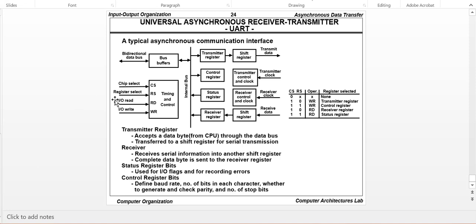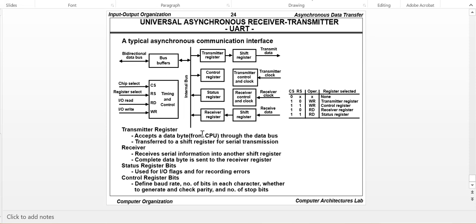This block diagram we have already seen when we saw the I/O interface. It is exactly the same diagram, except that earlier we had port A, port B registers, and then a status register and a control register. This portion is now elaborated and slightly modified to incorporate the asynchronous serial transmission, transmitter and receiver.